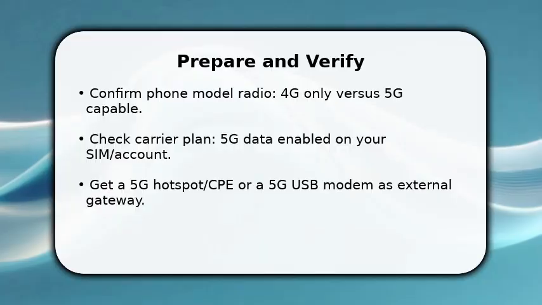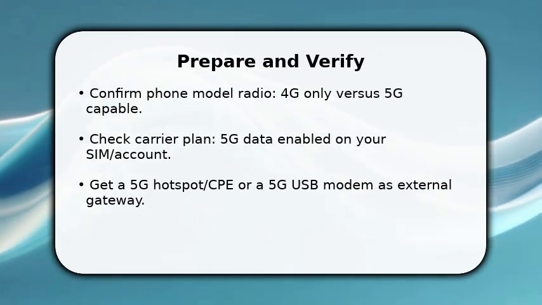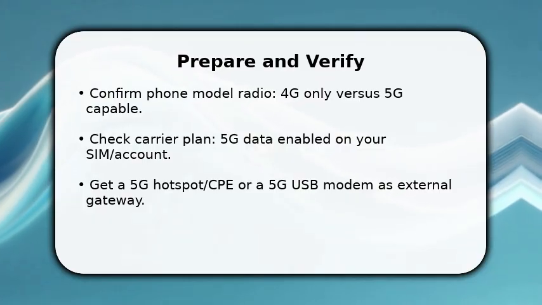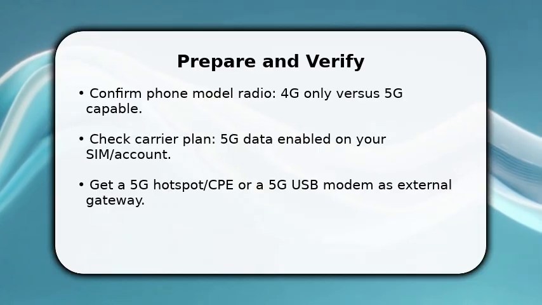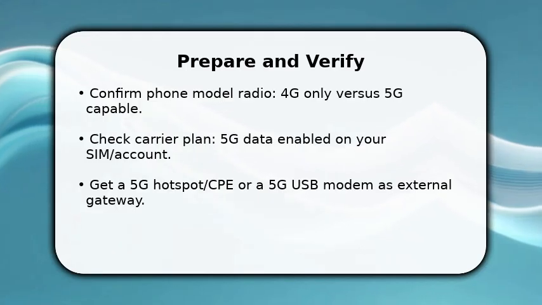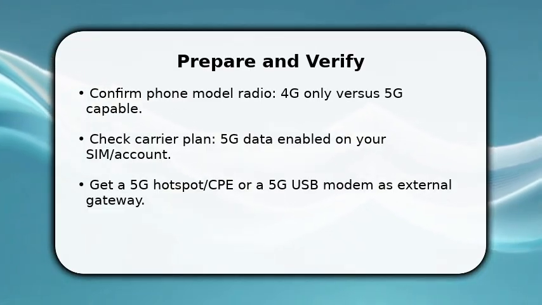Enjoy the video. You start by verifying hardware and service. If your mobile is strictly 4G, you cannot natively receive 5G radio. Instead, enable a 5G path by ensuring your carrier plan and SIM allow 5G, then acquire a 5G hotspot device or USB 5G modem. Once you have the hotspot, power it up and complete initial setup per the vendor.